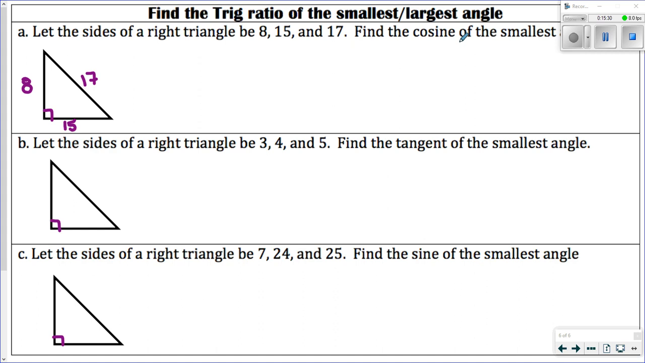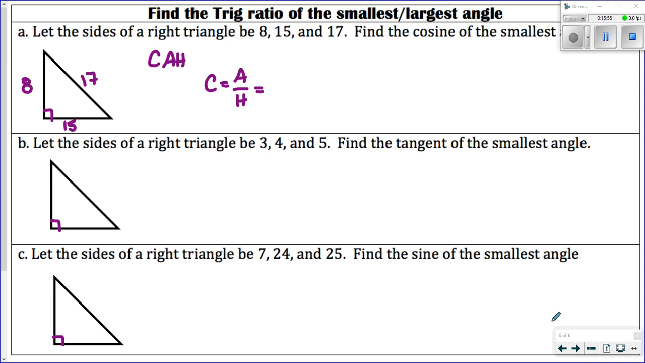All right, so it says find cosine of the smallest angle. I don't have that little recorder bar blocking it, but it's angle. So I know I need to find cosine. So cosine, I know it's CAH. So that means cosine would be A over H.